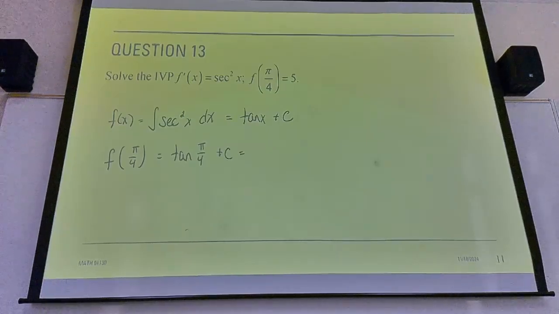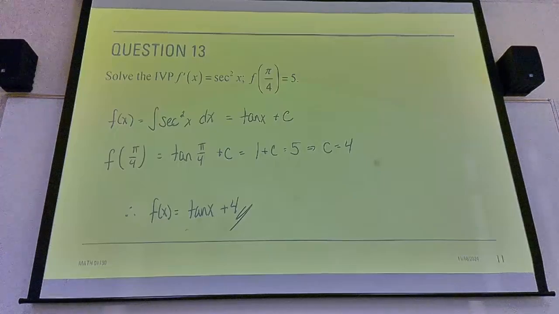What is tangent pi over 4? And the solution to this initial value problem is tangent of x plus 4.